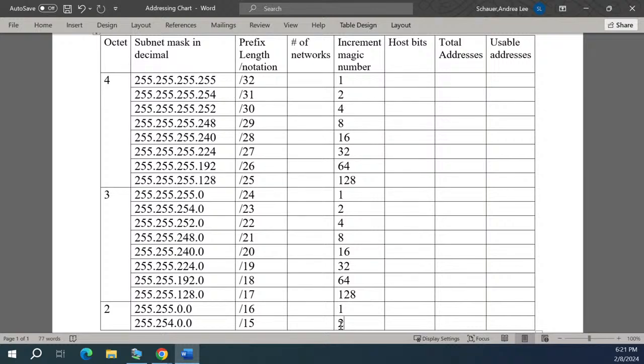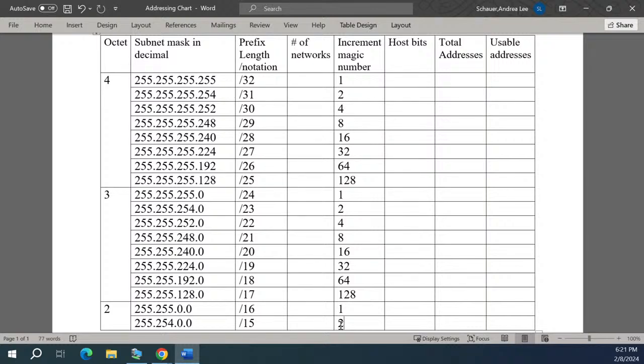Are we all on track? We're tracking with what we've been doing, right? We're just plugging these numbers into a little table. Okay, so the next thing is, let's look at the number of host bits. We're just looking at bits, not the total number of addresses, but the bits.